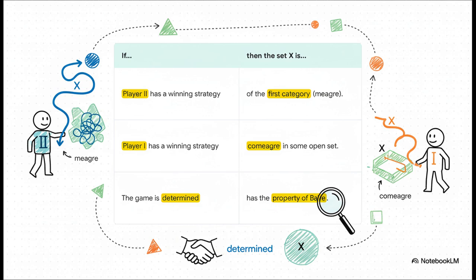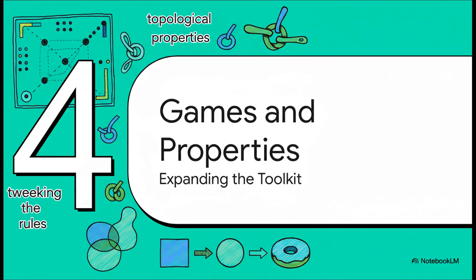And if we just know that the game is guaranteed to have a winner, we don't care who, then the set X has the property of Baire, which is a kind of topological regularity. A property of a set is literally translated into the existence of a winning plan. How cool is that? Now, the Banach-Mazur game was really just the beginning.